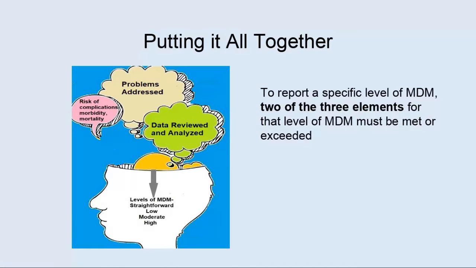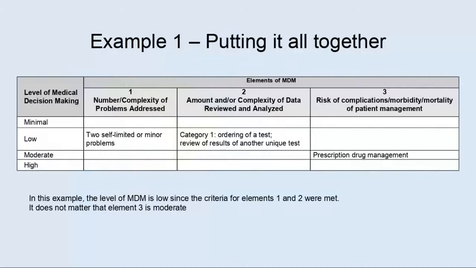So for medical decision making, you need to meet the criteria for at least 2 of the 3 elements. And here are examples of that on the next page. So here we have element 1, complexity of problems addressed, at a level of low. Element 2, the data, is also at level low. The risk of complications, however, is at a moderate level.